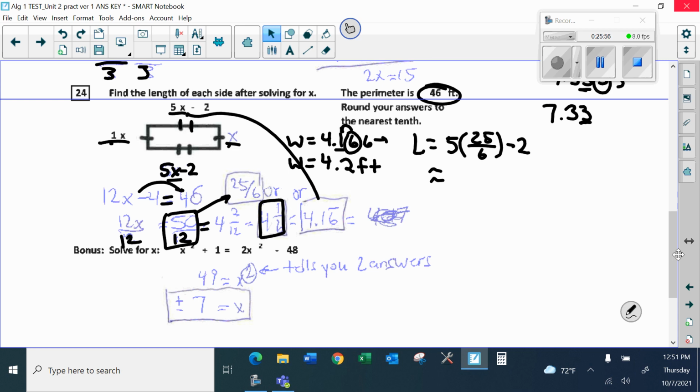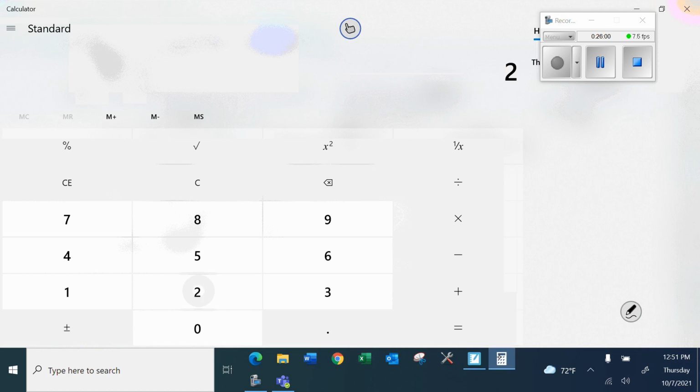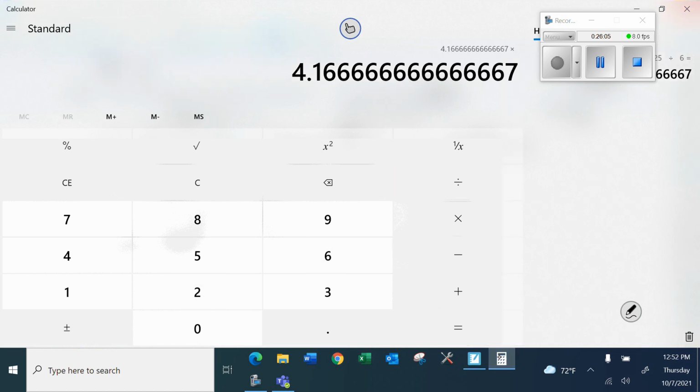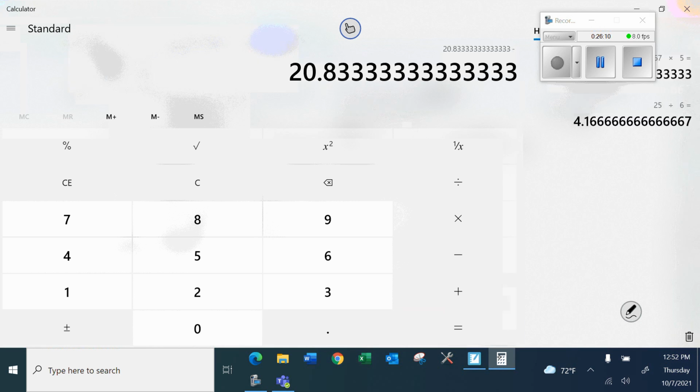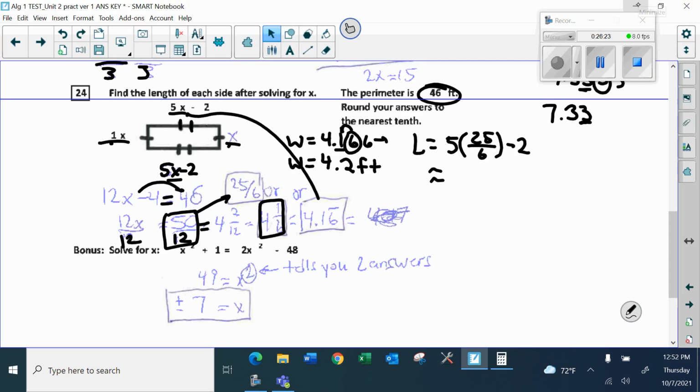So let's bring up a calculator here. 25 divided by 6 equals this, times 5, and then equals that, and then subtract 2 afterwards. 18.83, and so on. Remember going to the nearest tenth, which is right here. So I look at the hundredths spot, that's less than 5, so it's going to stay at 8. 18.8 is my answer, 18.8 feet. Notice I don't say equals, it's approximate.